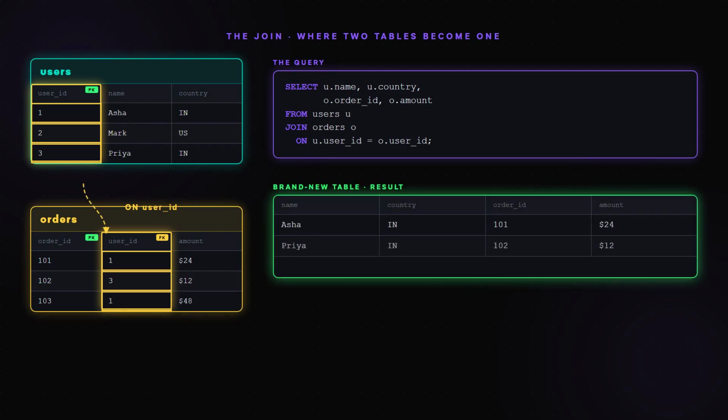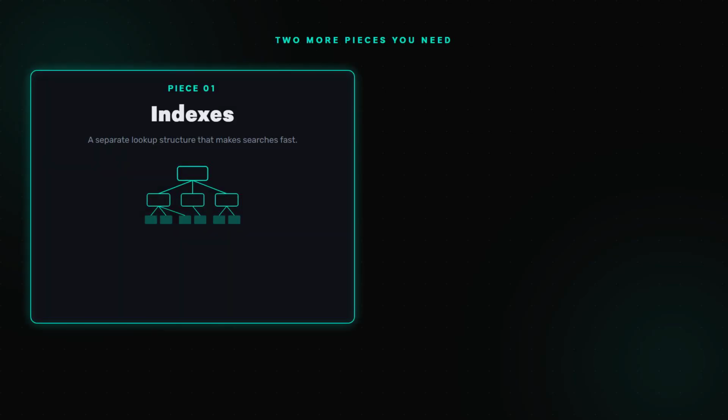The database walks through the orders, looks up each user ID in the user table, and stitches the row together. The output is a brand new table that exists only for this query. Name, country, order ID, amount, all in one row. That's a join. That's what relational means. A few more pieces to know.